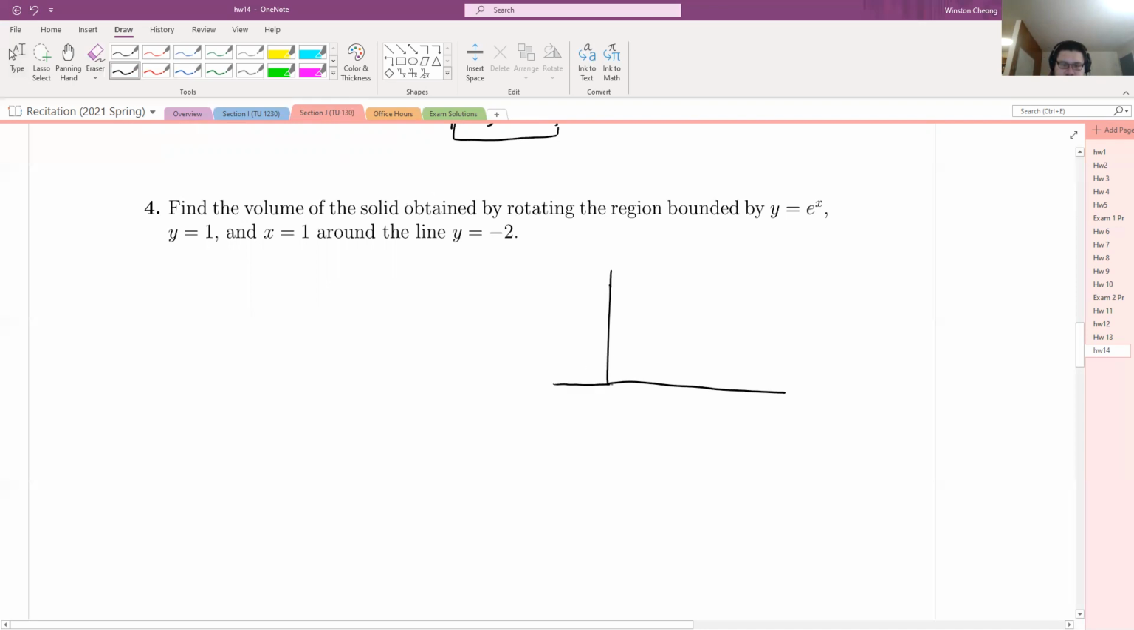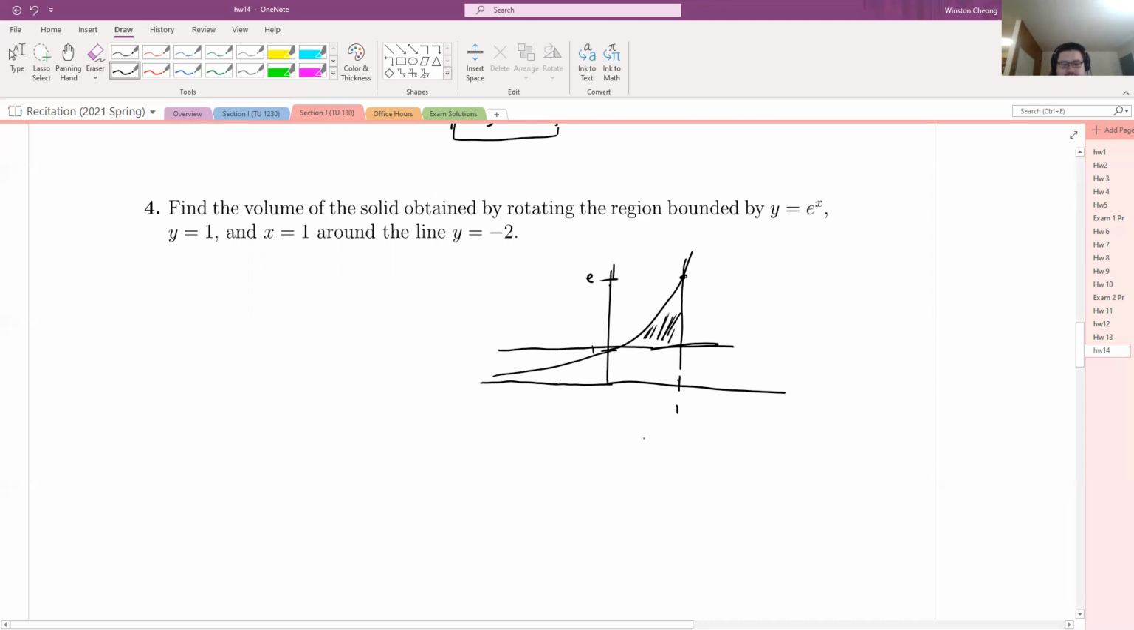So this is an exponential. Let's say it starts at 1, it's going to shoot up like that, but then it's going to be asymptotic like that. So that's our e to the x function. y equals 1 is going to be there. It's going to look like that. And x equals 1 is, let's say, over here. So that'll create a line like so. This intersection point would correspond to the value e. Don't really need that, but yeah.